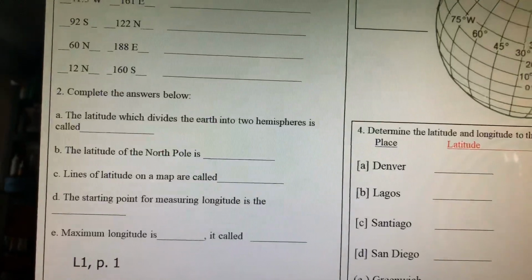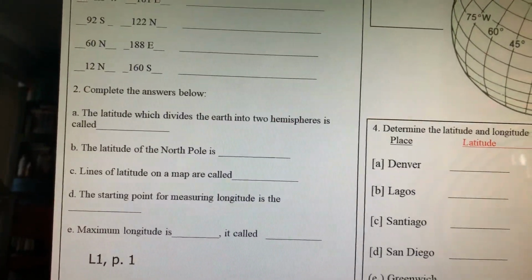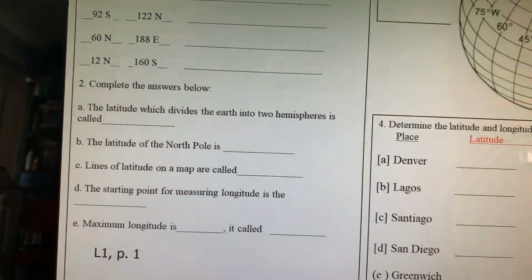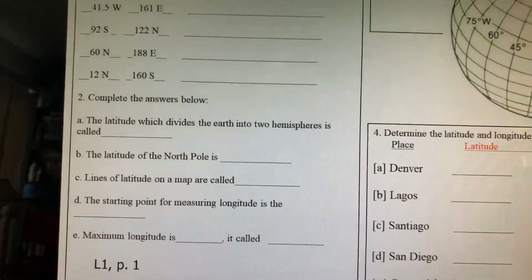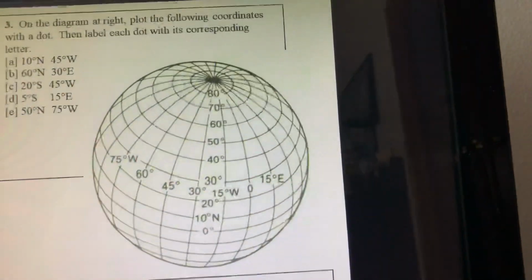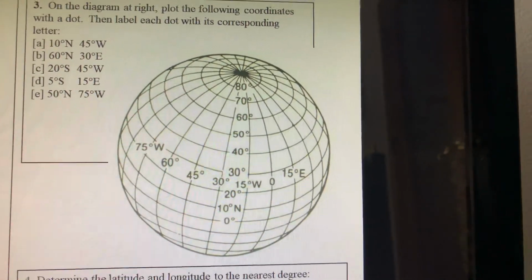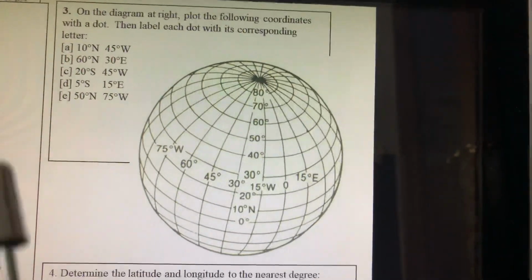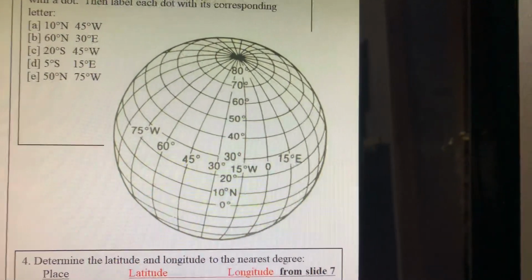It's based on the latitude of the North Pole, or how do we call the lines of latitude. Remember, they're called parallels. Parallels and meridians are these lines, the horizontal and the vertical lines. Here, number 3, you have a globe where you have to locate now some of those letter points which are shown here. Let's start with the A.